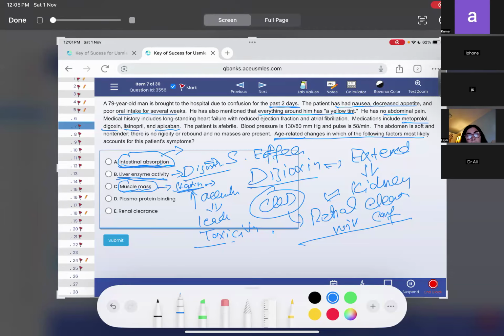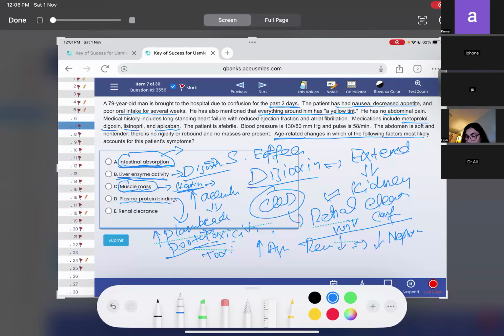And number three is plasma protein binding. There are many drugs that increase plasma protein binding and cause toxicity, but digoxin doesn't have that property. So the only option here is renal clearance, because with increasing age the renal clearance decreases due to a decreased number of nephrons.